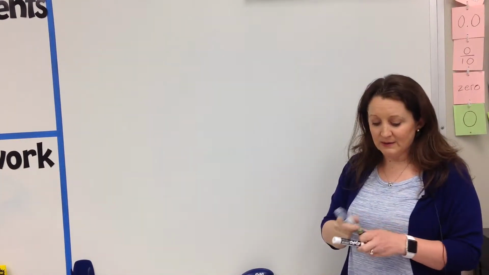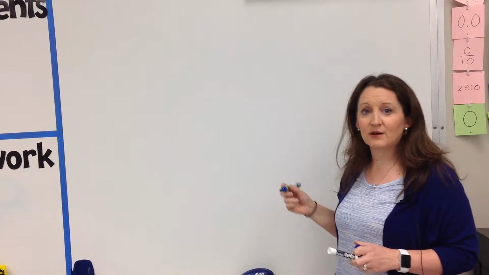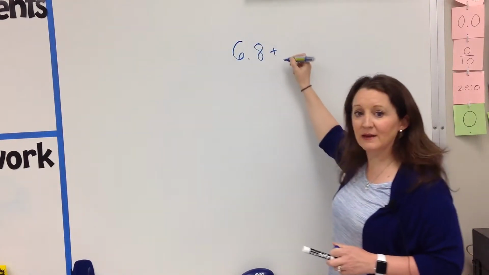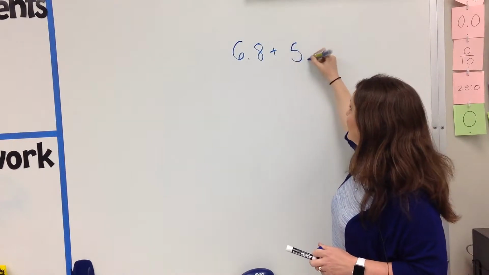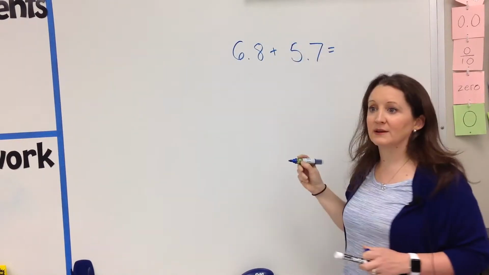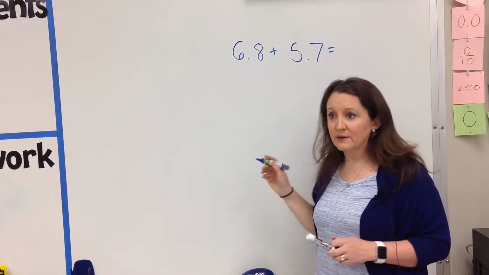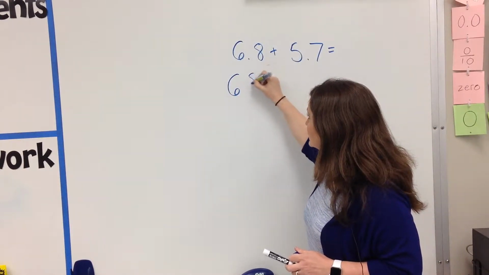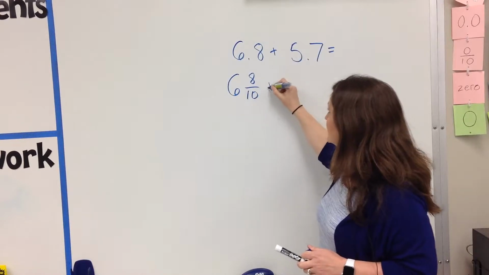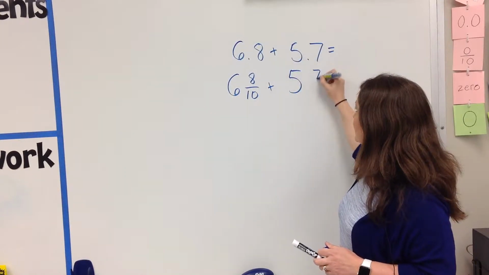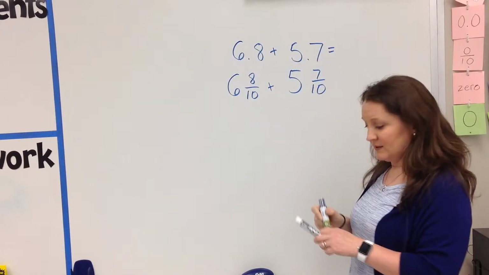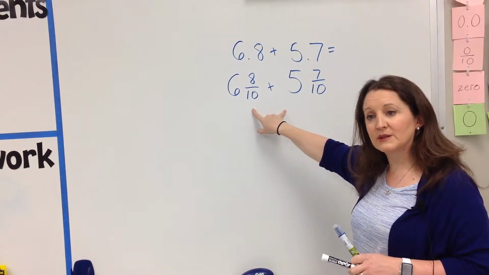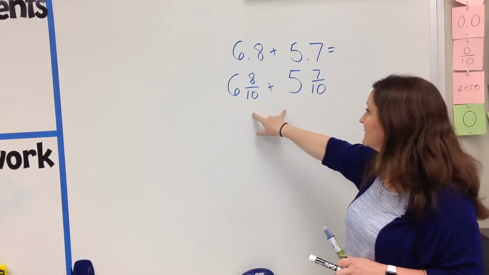Next example is where we are starting with decimals that are greater than 1 whole. So I have 6 and 8/10 plus 5 and 7/10. So if I want to add those up, again, I can turn them into fraction form. I can say 6 and 8/10 plus 5 and 7/10. And since both of these fractions are already tenths, I don't have to convert them into anything else. I can go ahead and add them as is.